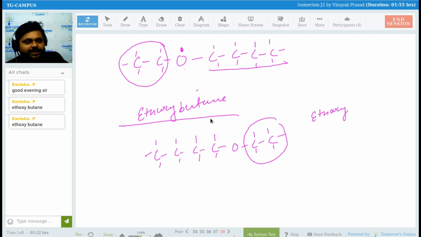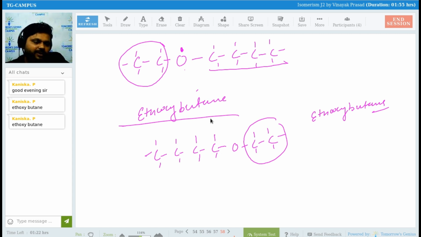What do we have to take care of? We have to see the lower number of carbon atoms. If the lower number of carbon is on the right, we take that as the oxy group. Or if it is on the left, we can take that as the oxy group too, right? And the rest of the carbon will be representing the alkane. Is it okay? So it is ethoxybutane only. Is it okay? Fine.